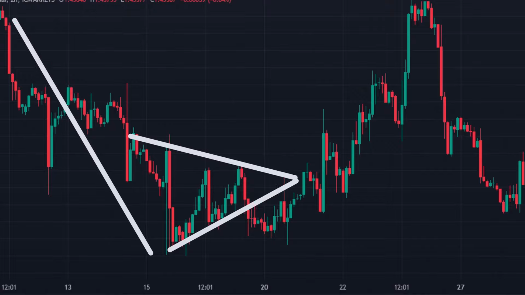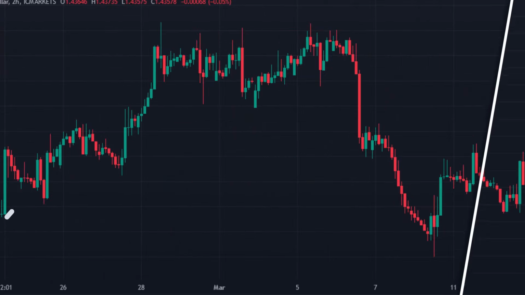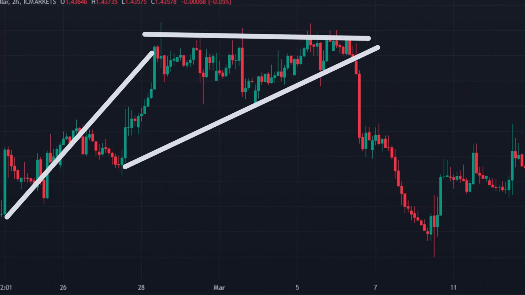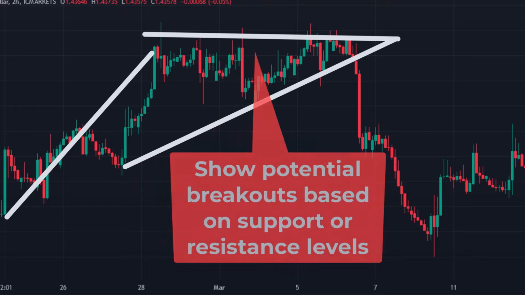In a symmetrical triangle, price converges with no clear trend direction. Ascending and descending triangles show potential breakout based on support or resistance levels. When trading bilateral patterns, always wait for confirmation before entering a trade.